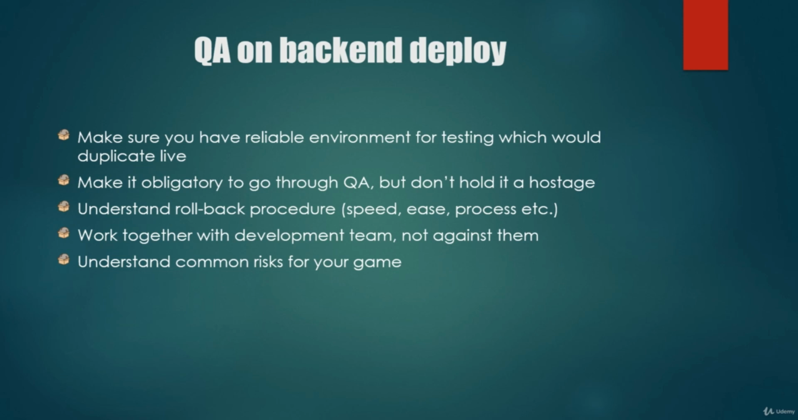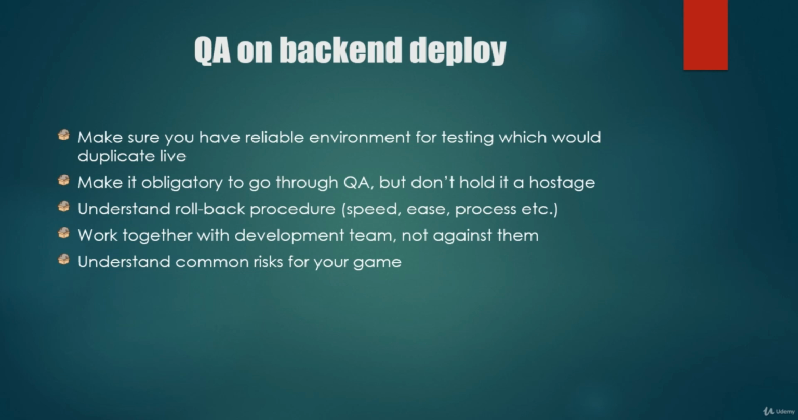Firstly, you have to have a reliable environment for testing. So you want to test in an environment that is as close as possible to the live environment. Otherwise, your testing is not going to be that precise. And this is the part where you will need the help from your team, especially from your development team, to provide you with this testing environment. You should also talk to the development team and with your producer and make it obligatory that any update, regardless of how it is submitted, should go through QA, but also don't hold it hostage. Don't make it too thorough for very small changes.